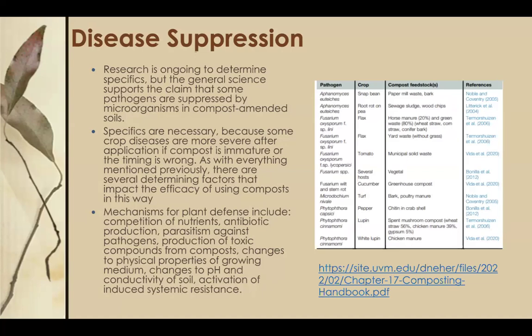There are a lot of different ways that they can do it. Either they're competing for the nutrients, or they're in a direct prey-predator relationship, or they're creating antibiotics, chemicals that can help kill off the opposing pathogens. They could be producing toxic compounds. They're changing the physical properties of the growing medium to help create more health within the crop itself, so that the crop's natural defenses are activated and are able to suppress the disease by themselves.